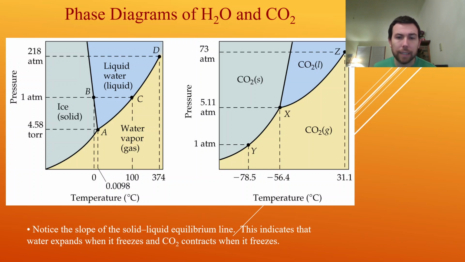Whereas for carbon dioxide, when it freezes, it actually contracts. It gets smaller at the particle level. So just something to consider when you're looking at phase diagrams, just kind of a unique property to pay attention to when you're looking at phase diagrams.